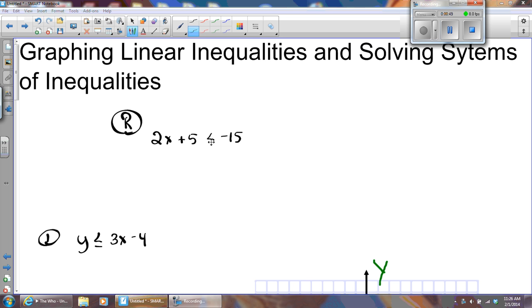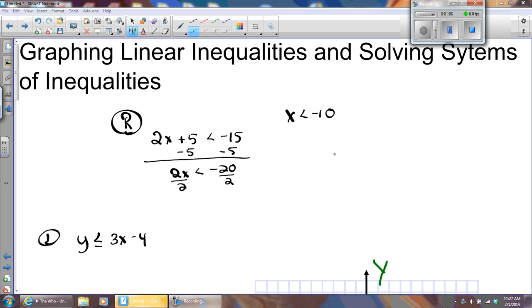When we had a problem like this, we would solve it like a normal two-step equation, right? Subtract 5 from both sides, 2x is less than -20. Then we're going to divide by 2, and x is less than -10.